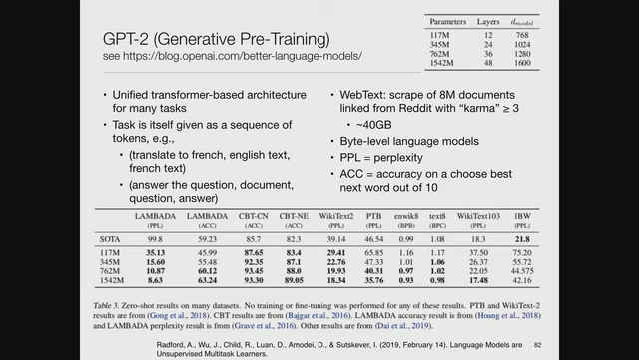By the way, the task itself is given as a sequence of tokens. So for example, they might have a task that says translate to French, English text, French text, okay? Or answer the question, document, question, answer. And so the system not only learns how to do whatever it's supposed to do, but it even learns something about the tasks that it's being asked to work on by encoding these and using them as part of its model. So they built 4 different models. Take a look at the bottom one, 1.5 billion parameters.